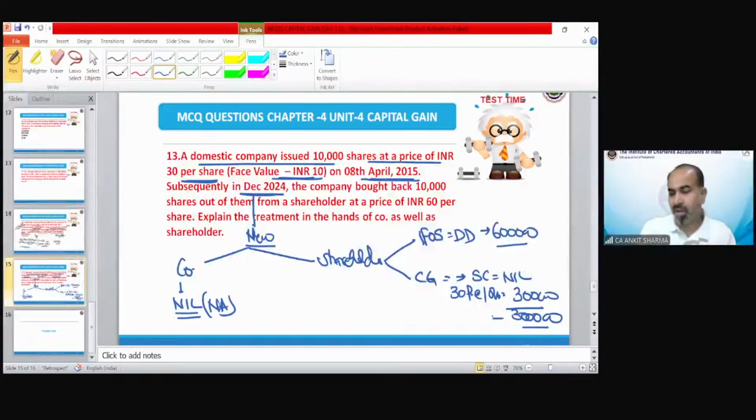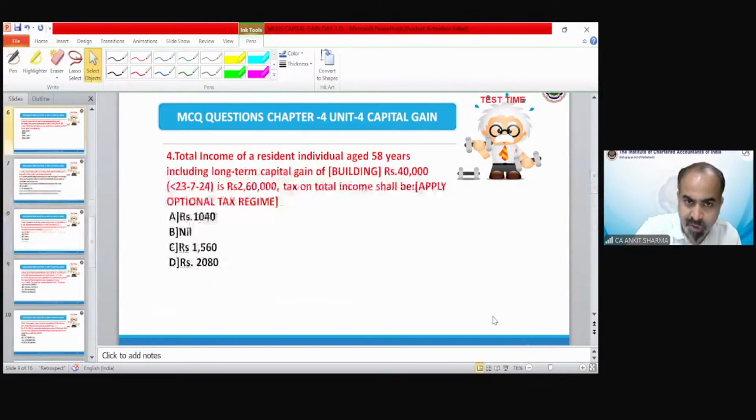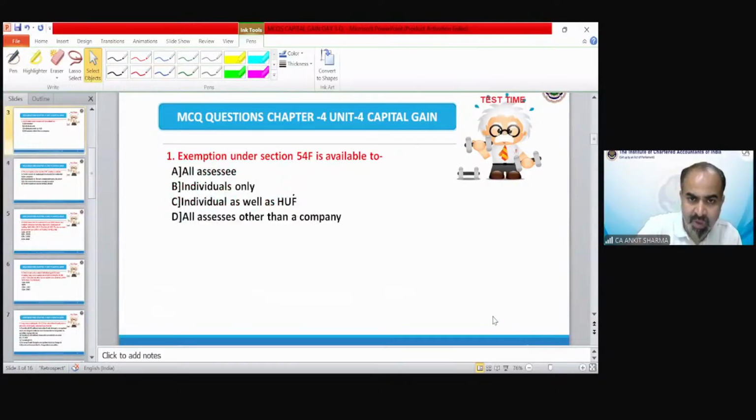Well done. There are a few more questions I am going to discuss with you one by one. So this is question number 1. Send me your answer. Exemption under section 54F is available to which assessee?